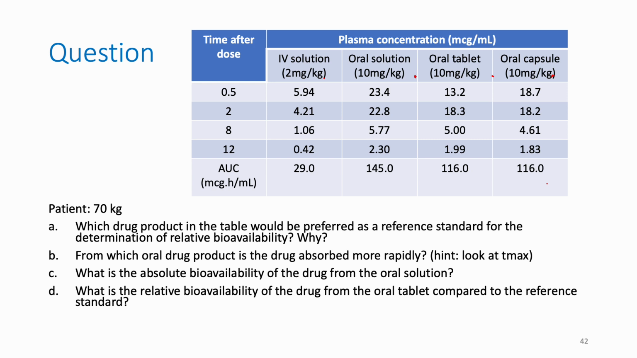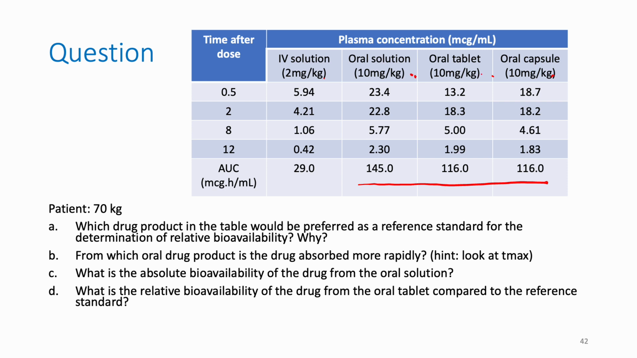First question: which drug product in the table would be preferred as a reference standard for the determination of relative bioavailability, and why? So if you talk about relative bioavailability, that means you compare the bioavailability of a certain drug extravascular, and you exclude the IV. When you mention relative, that means you mention those 3 dosage forms: oral solution, oral tablet, and oral capsule. And you see they have the same dose, 10 milligram per kilogram.